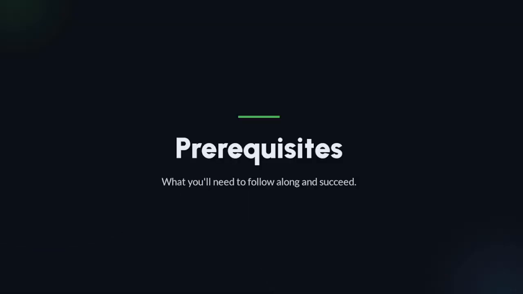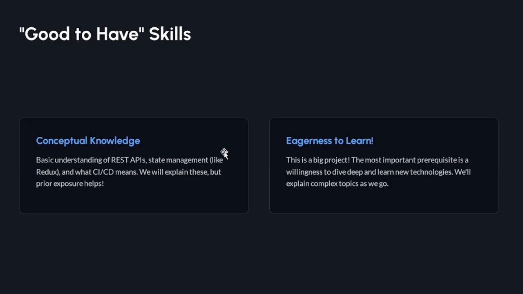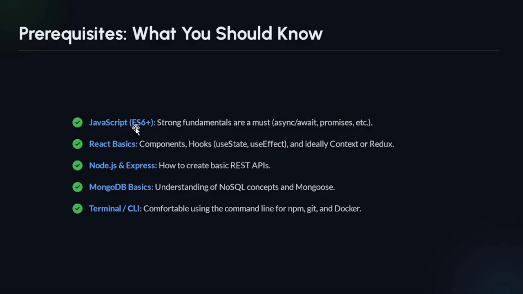Let's see our prerequisites. So, good to have skills. To understand some basics of REST API, state management like Redux, and continuous integration and continuous delivery. In this project, we will explain all of the complex topics as we go. You can also learn some basic concepts of JavaScript like async await, promises, etc.